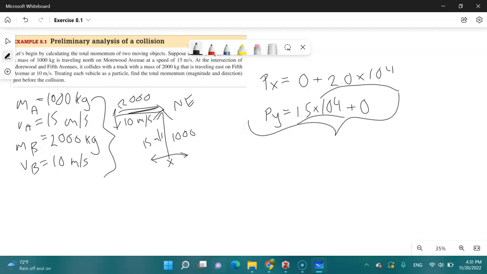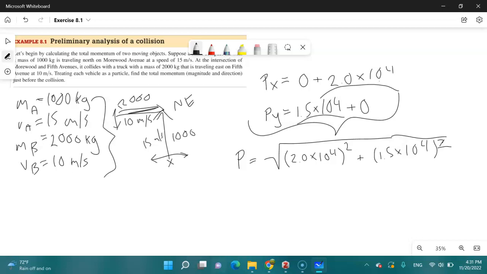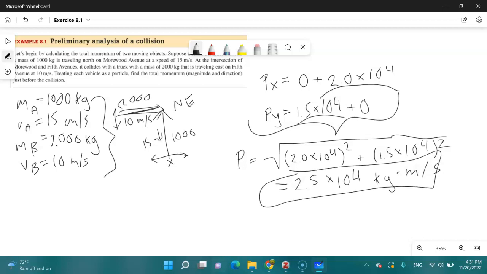So now the problem's asking us to find the magnitude. So to find the magnitude, we're going to have to use the Pythagorean theorem. So we can just quickly put in these values that we have, 2.0 times 10 to the 4th, and square it and add it onto our y value, the 1.5 times 10 to the 4th, and square it as well. And once you calculate this and plug it in the calculator, it's 2.5 times 10 to the 4th kilograms times meters per second. And this is our magnitude of the total momentum.